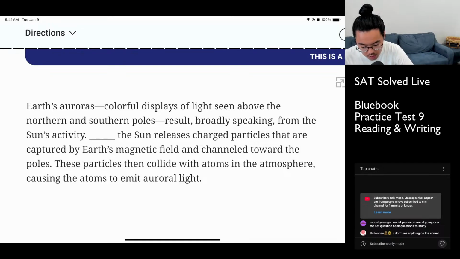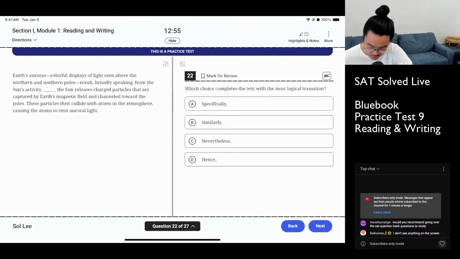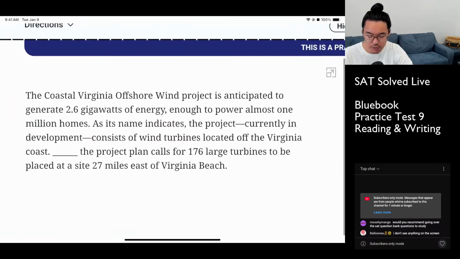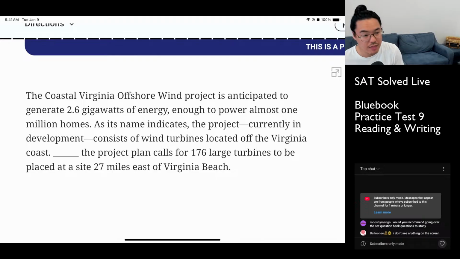Earth's auroras result from the sun's activity. Broadly speaking, so specifically, the sun releases charged particles. Then these, okay. Yeah, so specifically. Okay, that's good. That was a general phenomenon, and then the specifics of that phenomenon.